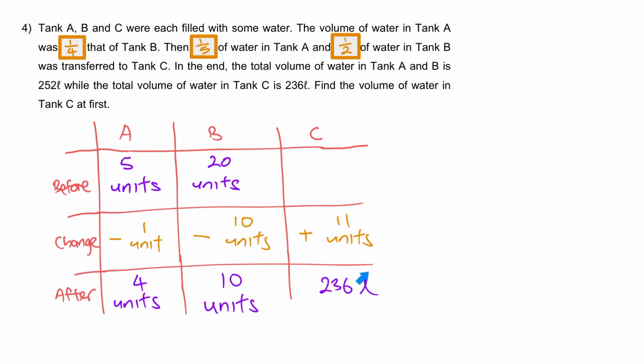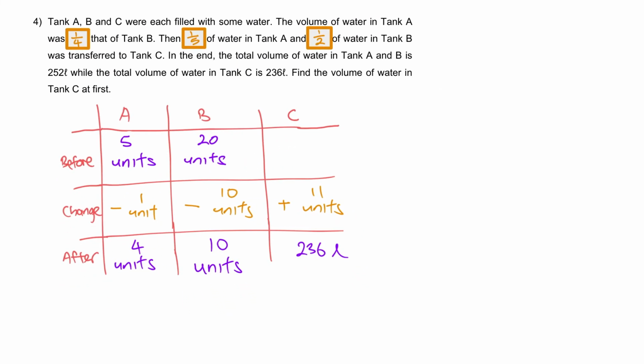Okay, so we have everything filled up. We just need to find out this, which is quite straightforward now. We know that 14 units is 252 liters. From here, we're going to find out 1 unit, which is 252 liters divided by 14, to give us 18 liters. So every unit here is 18 liters.